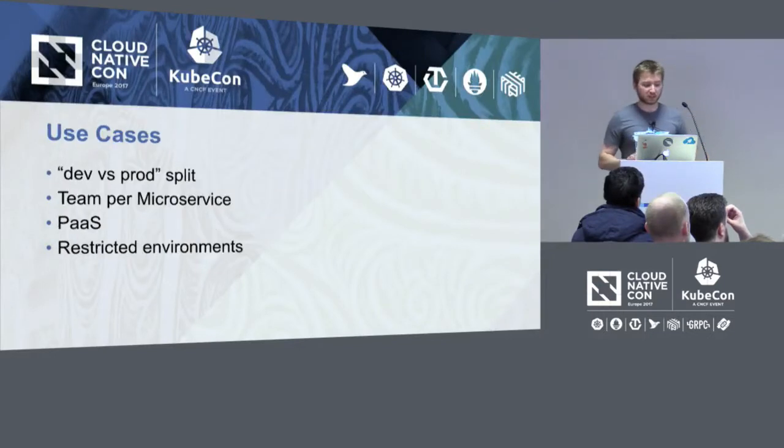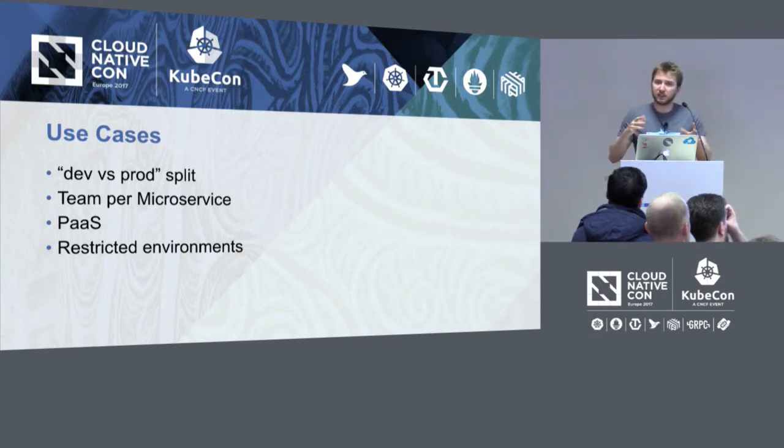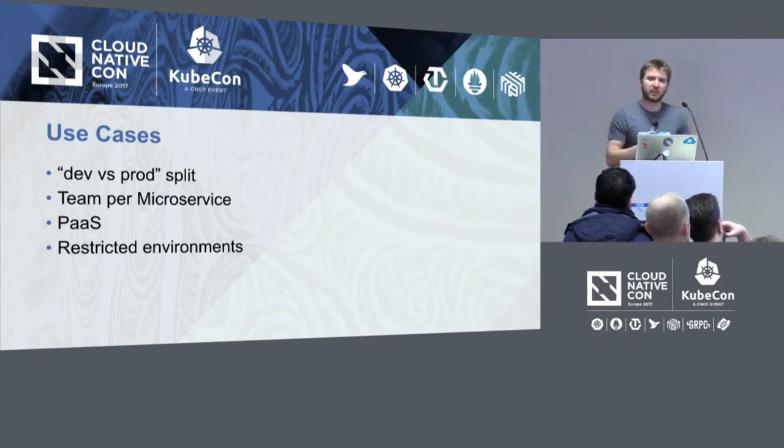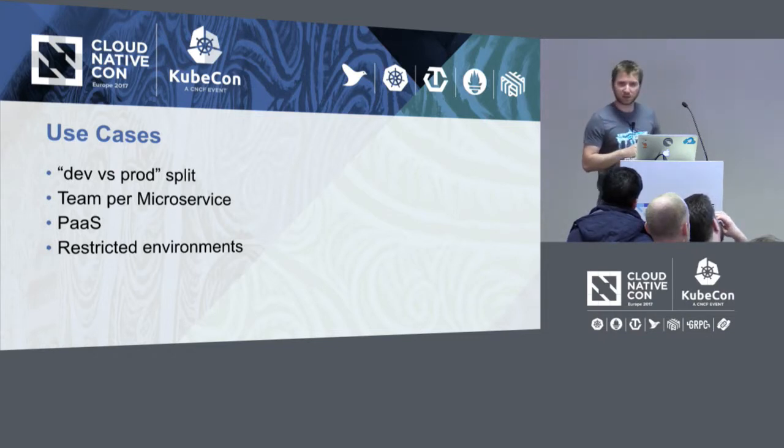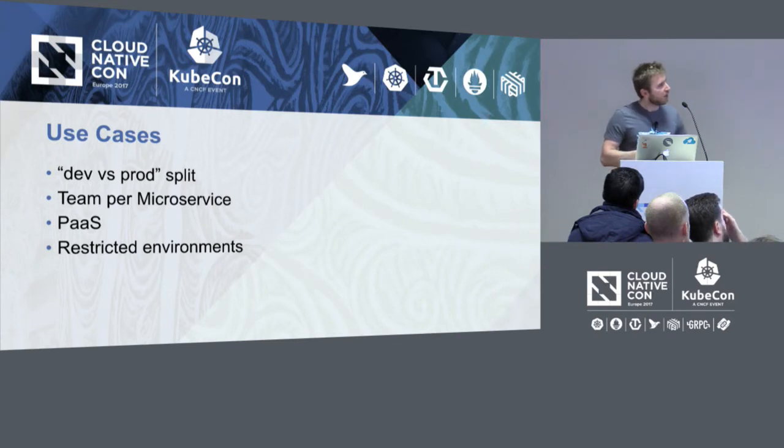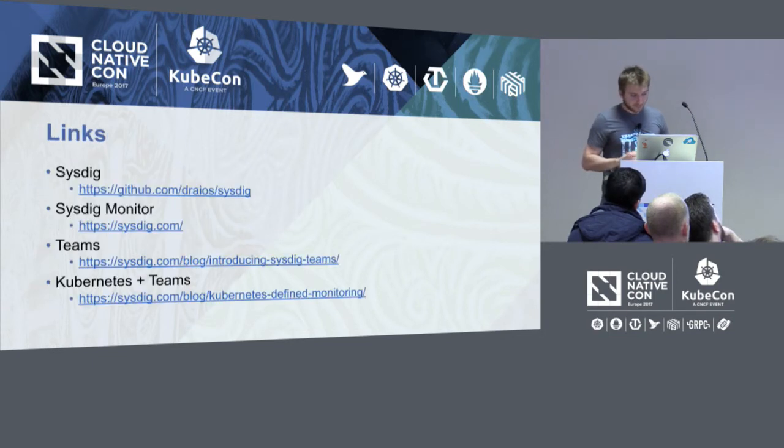So there are a lot of use cases that this enables. Again, dev versus production split, team per microservice, or mini internal platforms. We know that a lot of companies use Kubernetes really as some sort of platform as a service for their various teams. So this is also useful. And so very generally, the implementation is very straightforward and trivial. But the concept of not only having infrastructure as code, but also monitoring as code is really appealing. And this is all I had to say.